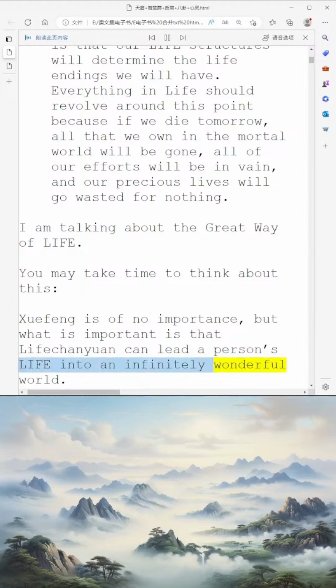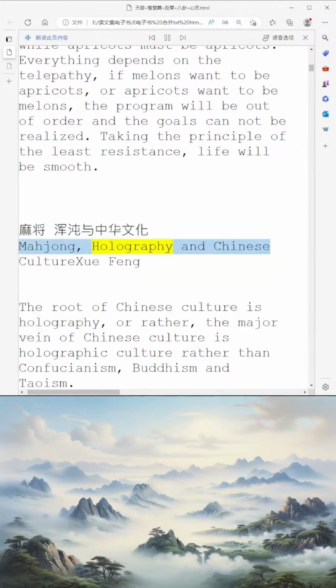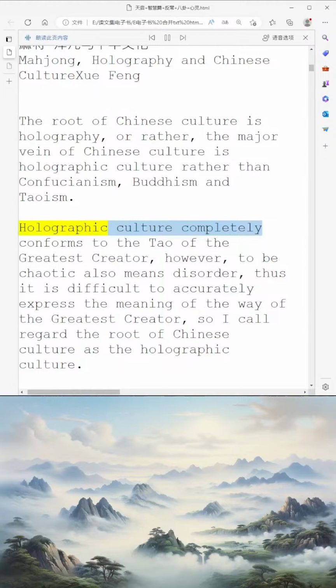Mahjong, holography, and Chinese culture. Shuifeng. The root of Chinese culture is holography, or rather, the major vein of Chinese culture is holographic culture rather than Confucianism, Buddhism, and Taoism. Holographic culture completely conforms to the Tao of the greatest creator. However, to be chaotic also means disorder, thus it is difficult to accurately express the meaning of the way of the greatest creator. So I regard the root of Chinese culture as the holographic culture.